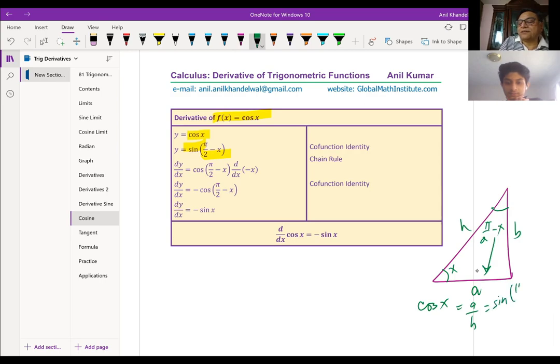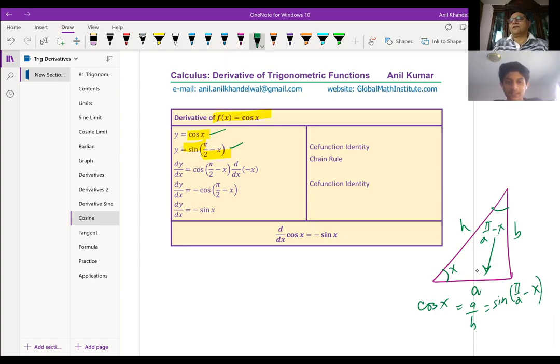Pi by 2 minus x. Co-function identity, you know that. So we replaced cos x with the sine equivalent, co-function identity, sine pi by 2 minus x. Perfect. And now you know the derivative of sine x.